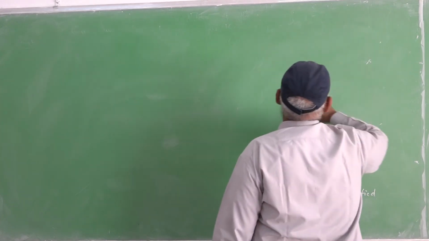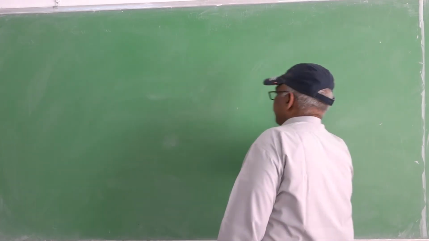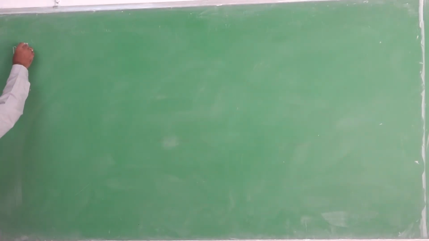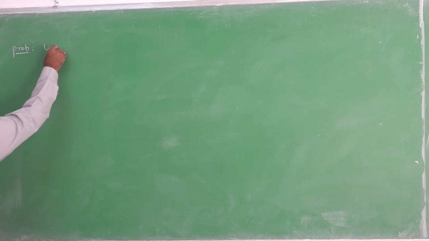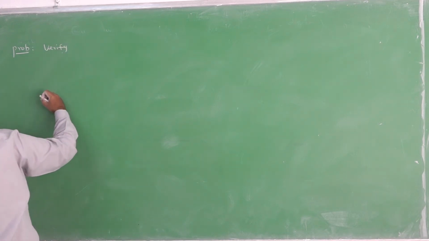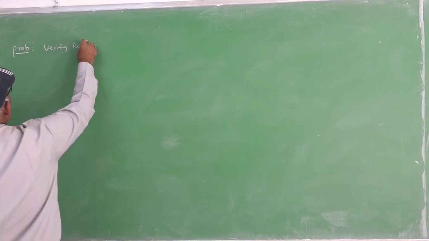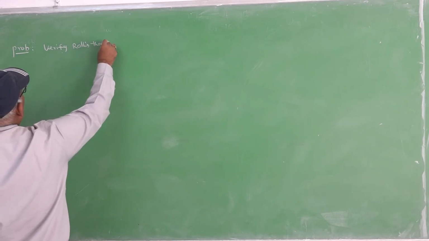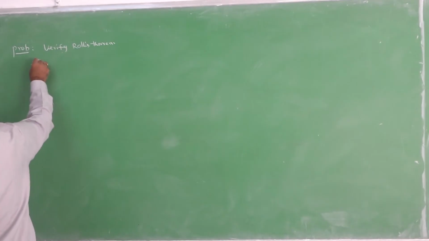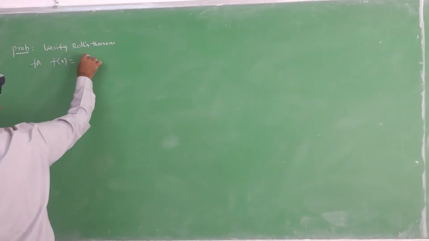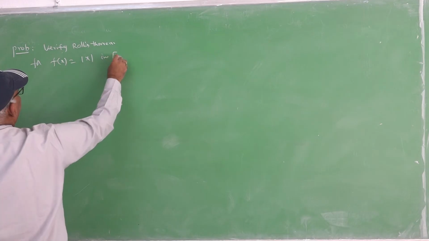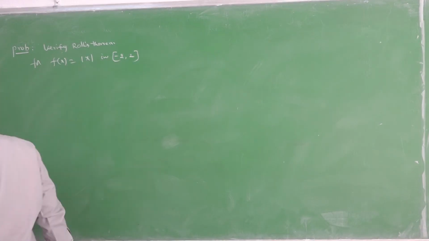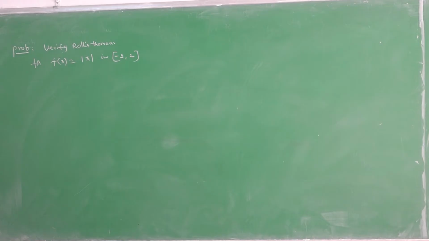Next, another problem. Verify Rolle's theorem for f of x equal to mod x in the interval minus 2 comma 2. Verify Rolle's theorem for the function f of x equal to mod x in the interval minus 2 comma 2.